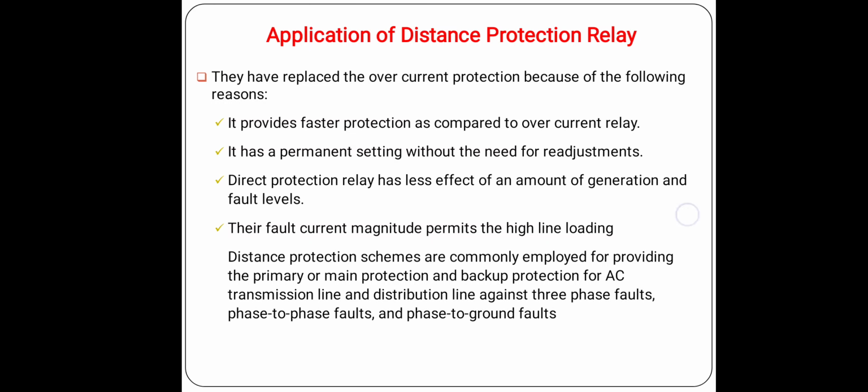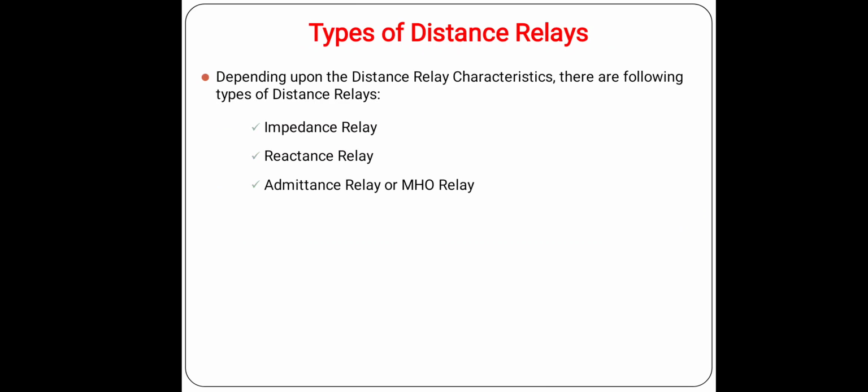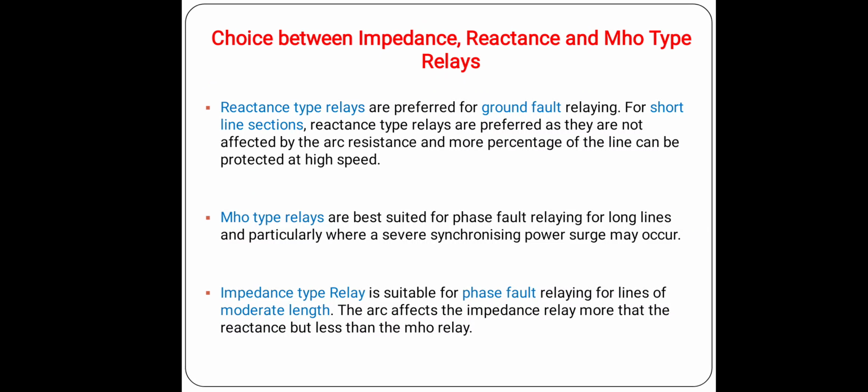So the next topic is the different types of distance relay. I think you are all aware that there are basically three types of distance relay: impedance relay, reactance relay, and admittance relay, or we can also call it the Mho relay. Now, what is the choice between impedance, reactance, and Mho type relay?